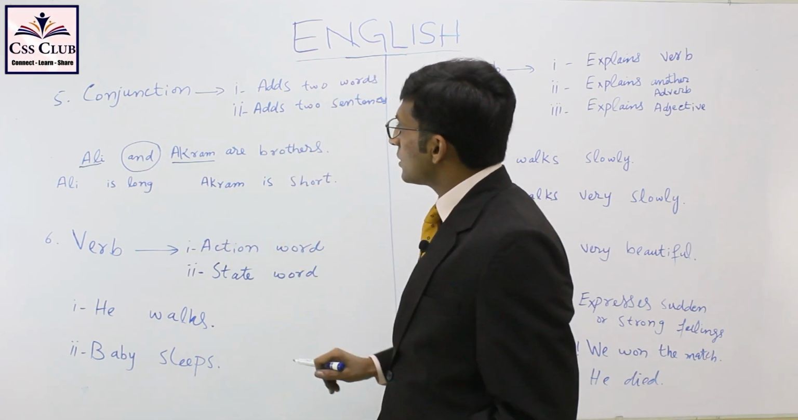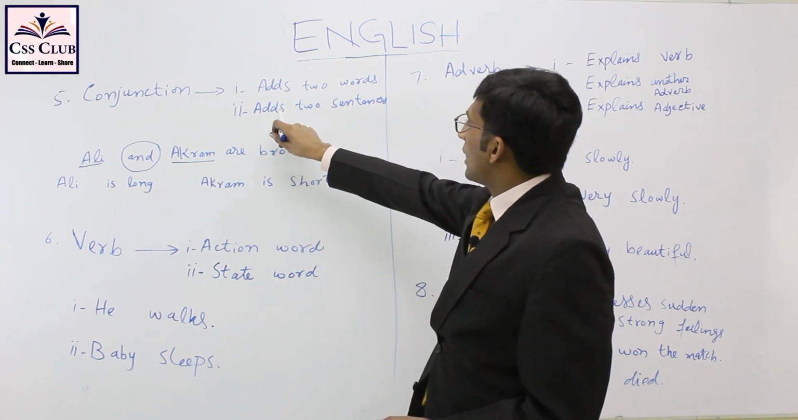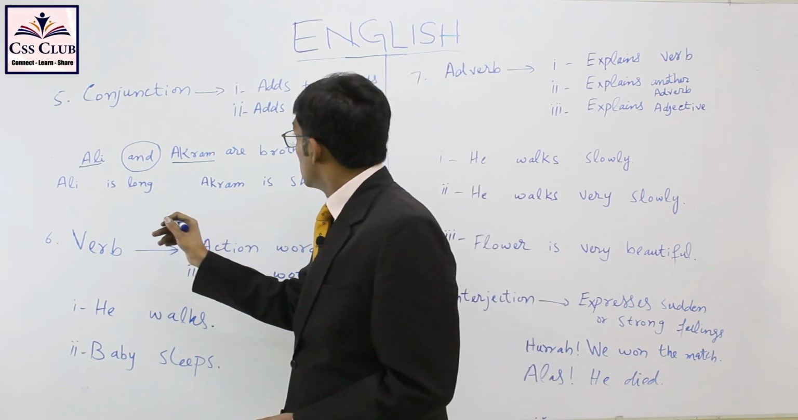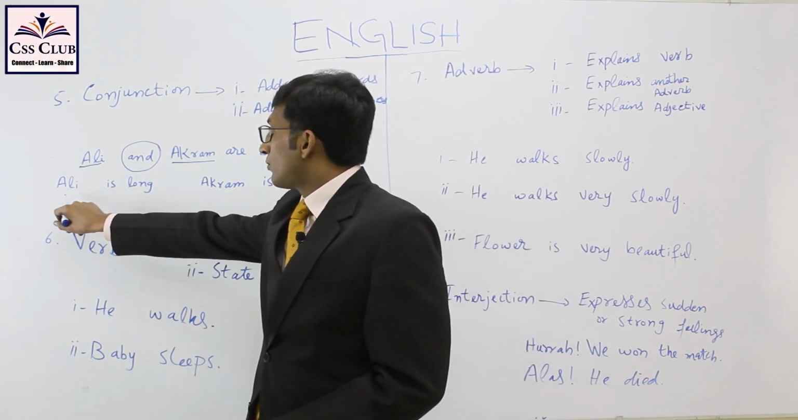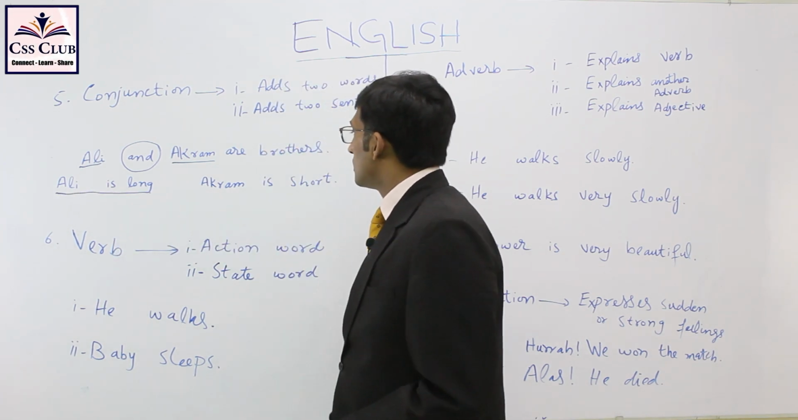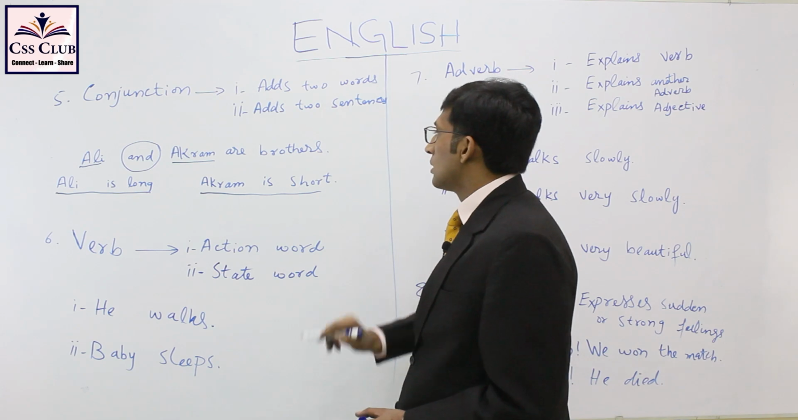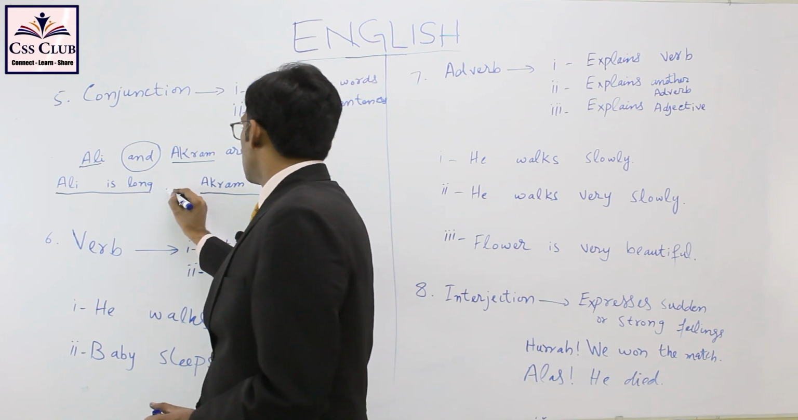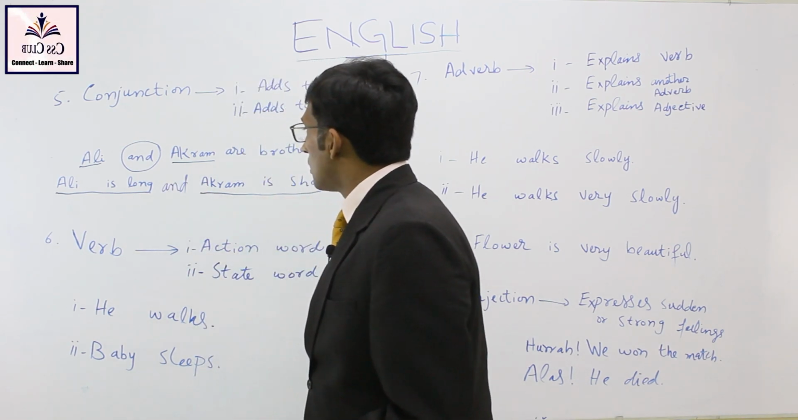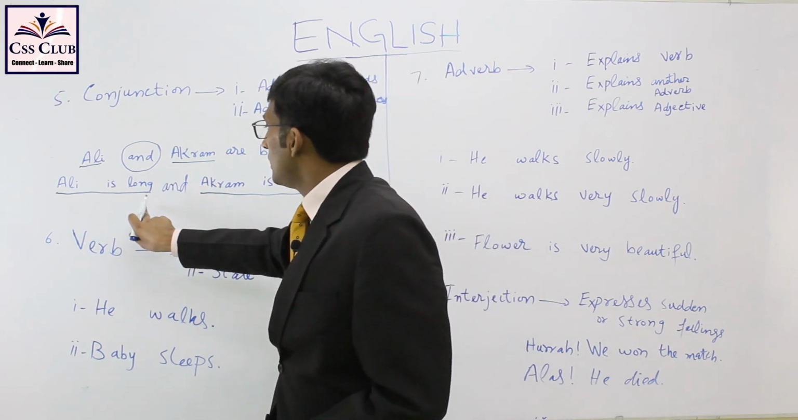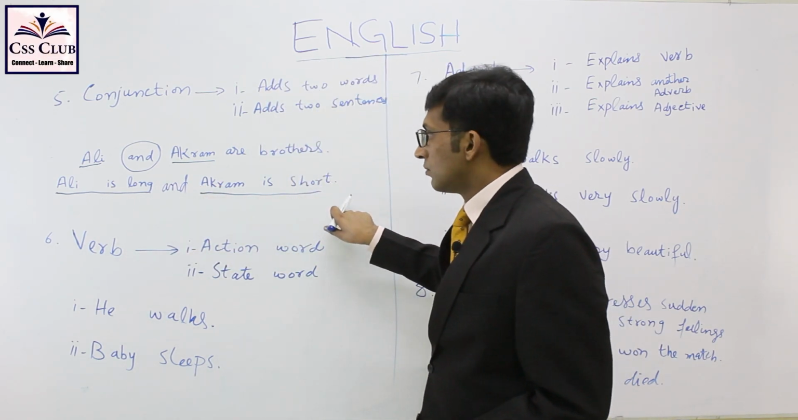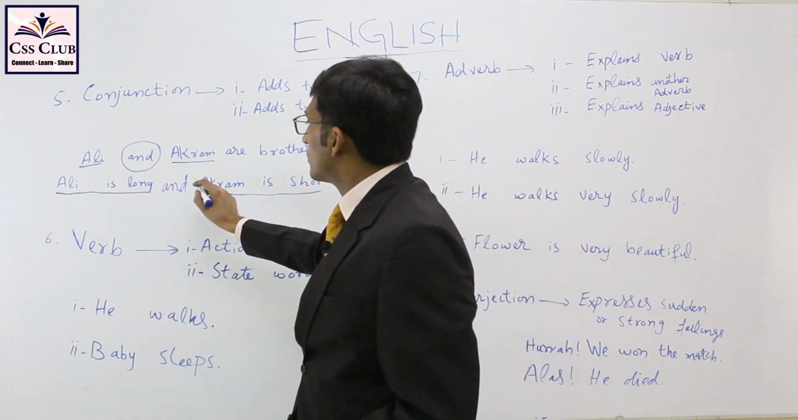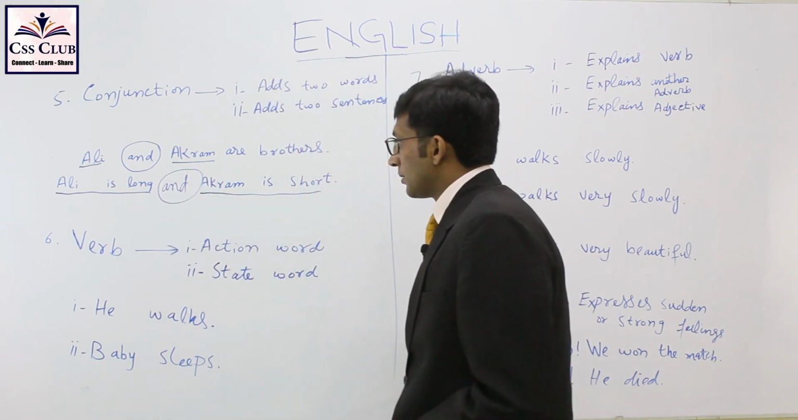And the second function a conjunction performs is that it adds two sentences. So let's see how it adds two sentences. Here's the first sentence, Ali is long, and the second sentence here is Akram is short. So first sentence, second sentence. We can say and, or we can say but. So Ali is long and Akram is short. We can say these sentences or we can say these clauses. Okay. So this is conjunction.